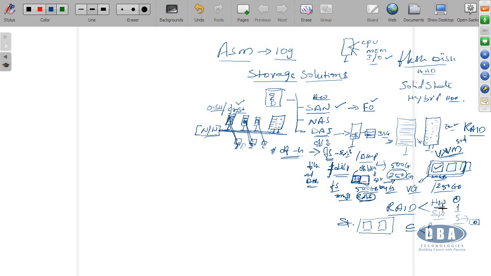Very simple. NAS is the one which is network attached storage. Your storage is attached in the network and it is still using Cat5 cable. The technology they use is Cat5.